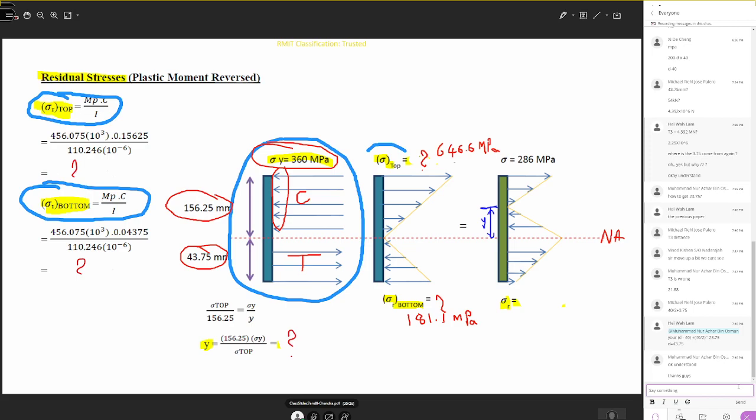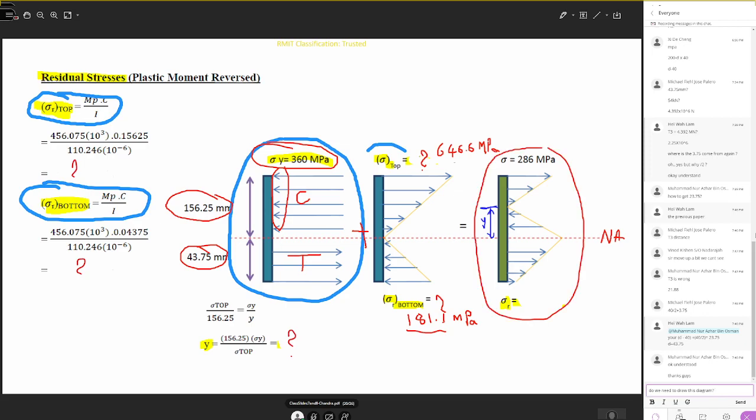So you can indicate from 646.6, it goes to 0 at the neutral axis, then it goes to the bottom 181.1 megapascal. So this stress distribution plus the residual stress, when you leave this, the amount of residual stress distributed on the cross section, you can write like this.